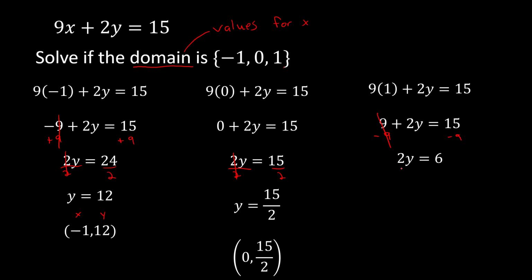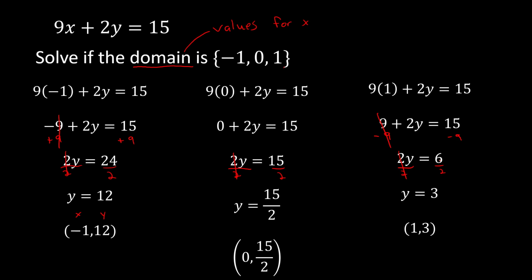So 2y equals 6. Divide both sides by 2. And we have y equals 6 over 2, which is going to be 3. So my solution for that one would be when x is 1, y is 3, which would be the ordered pair (1, 3).